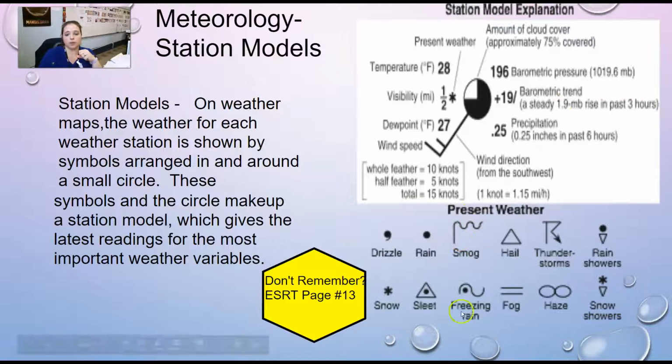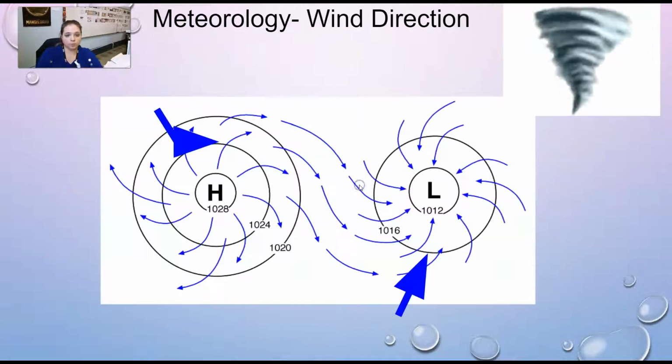You can see it gives present weather, tells you rain or whatnot, gives you dew point, gives you the temperature, gives you visibility, tells you the type of weather. And look at this, it tells you the wind speed and the direction. It tells you how much cloud cover there is, how much precipitation there is, and the trend of whether pressure is going up or down.